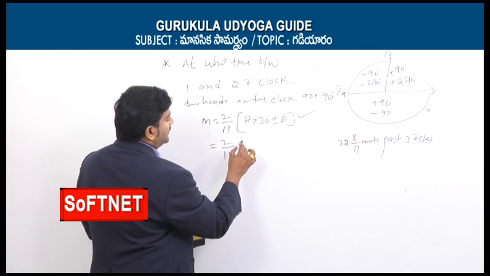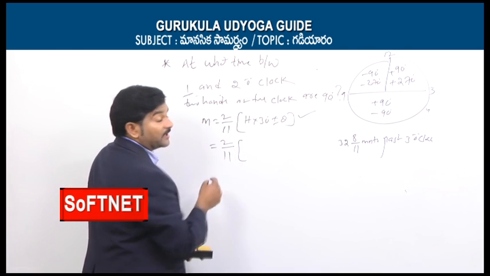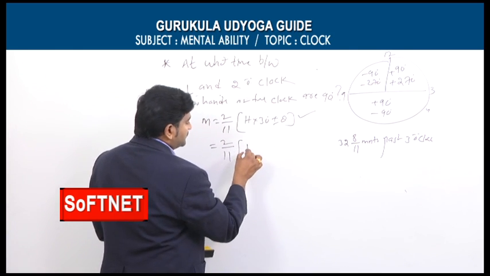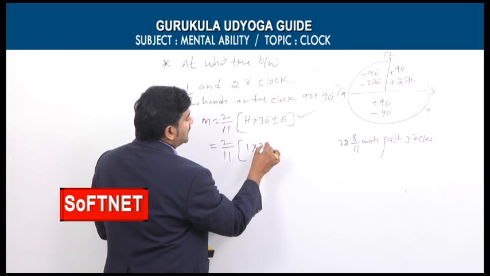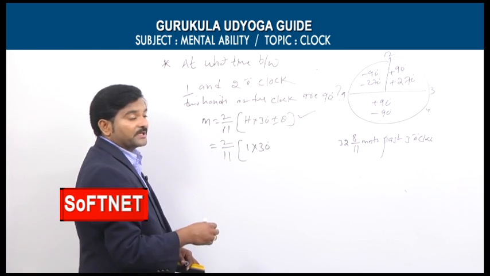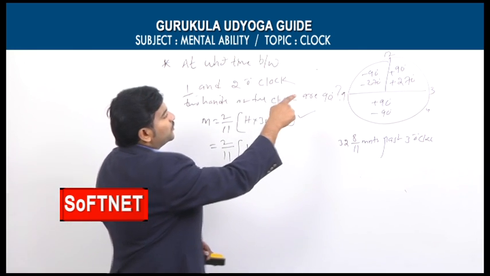So 2 by 11 into starting hour. What is our starting hour here? 1 o'clock. So that's why h is equal to 1 into 30 degrees. Now you should not take plus or minus because the given time lies between 12 and 3.